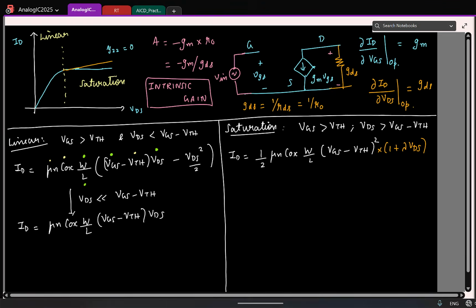Great. So now a question to you. This notion of modeling a transistor as a voltage controlled current source in parallel with a resistor, do you think this modeling is valid for both linear and saturation region or only in saturation region? Only in saturation? Why not? What did linear region do to you?